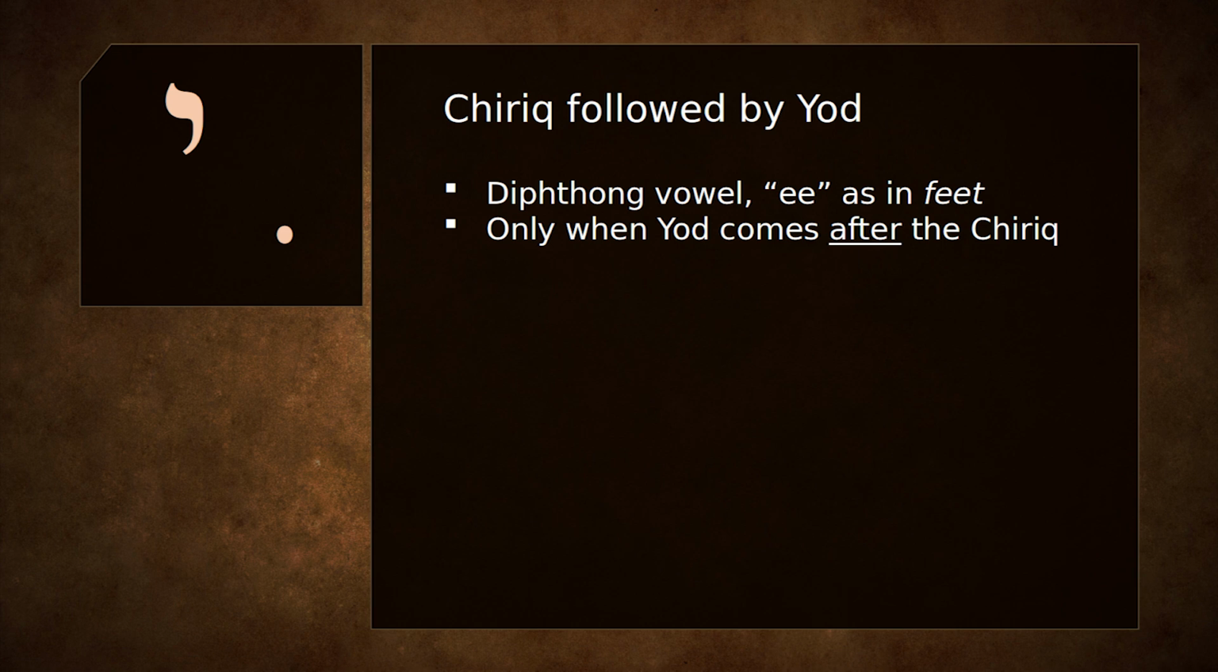In this case, we have a shuruk vowel, and then after that shuruk vowel, we have a yod. Normally, a shuruk makes the sound oo, and the yod makes the sound y. But when these 2 sounds are combined together, they make the sound e, as in feet. What is happening here is that the oo of the shuruk is combining with the y of the yod, and when you sort of smash these 2 sounds together, it comes out as e.